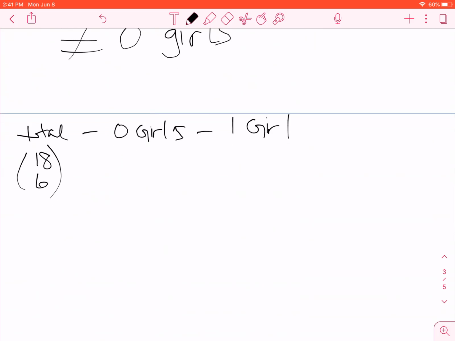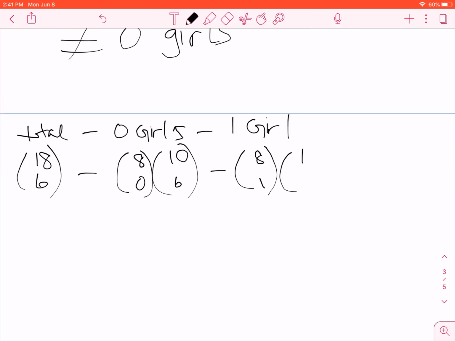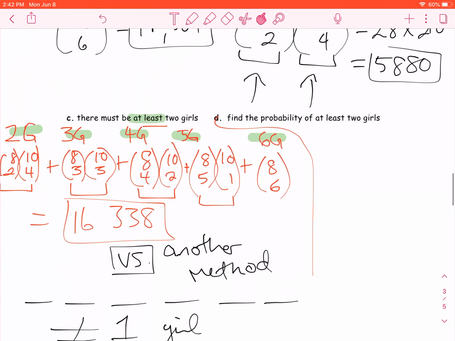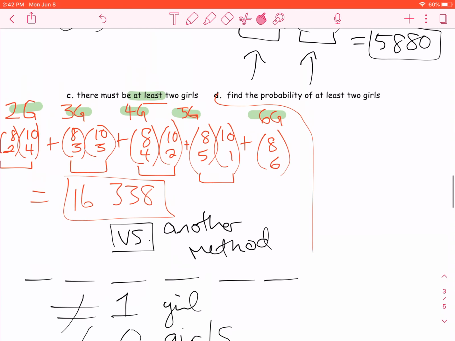Okay, so we'll go from here. If there are 8 girls and I choose no girls, that means out of the 10 boys, they will all be boys that I'm choosing. And if there's 1 girl, out of the 8 girls, there will be 1 that I'm choosing. So out of the 10 boys, there will be 5 that I will choose. Once you work this out, this also gives you the solution of 16,338. So either way works. Just showing you some options.